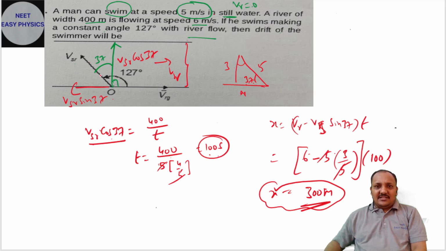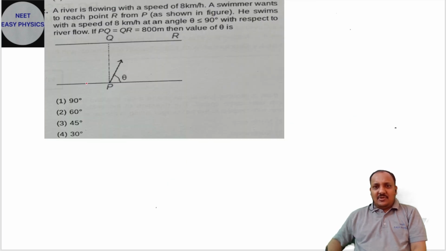So this is the concept we discussed and how to apply it for the given problem. In place of swimmer, we discussed boat. We just resolve two components, and the drift formula we can also write directly. See the next problem. This is also a river boat problem.